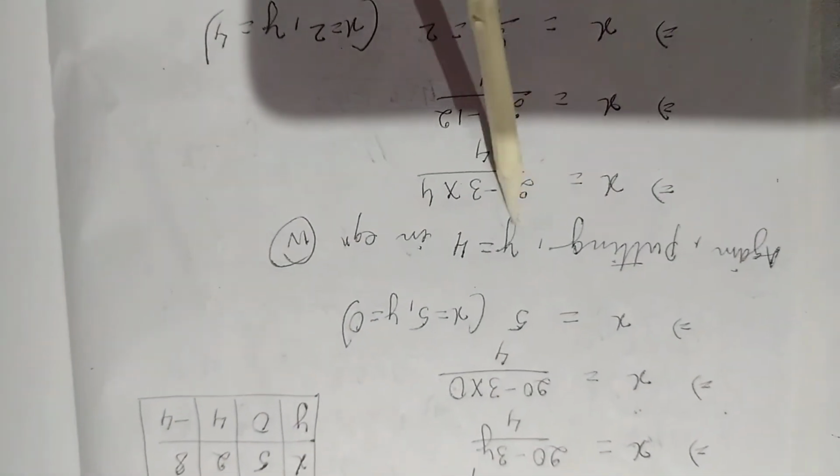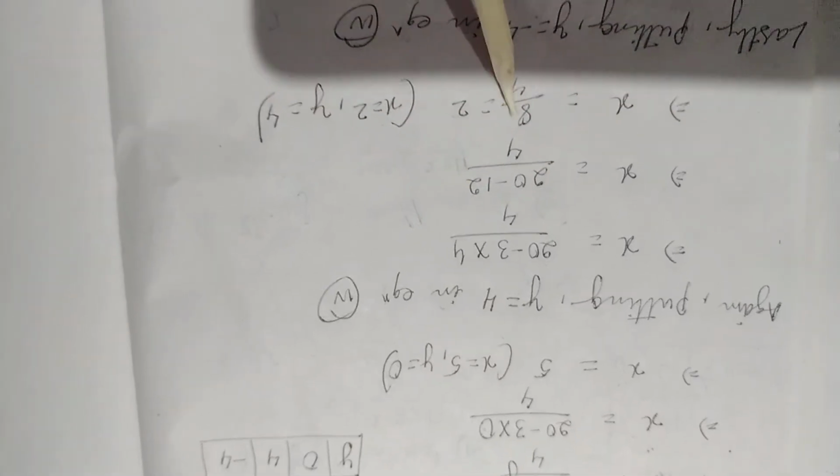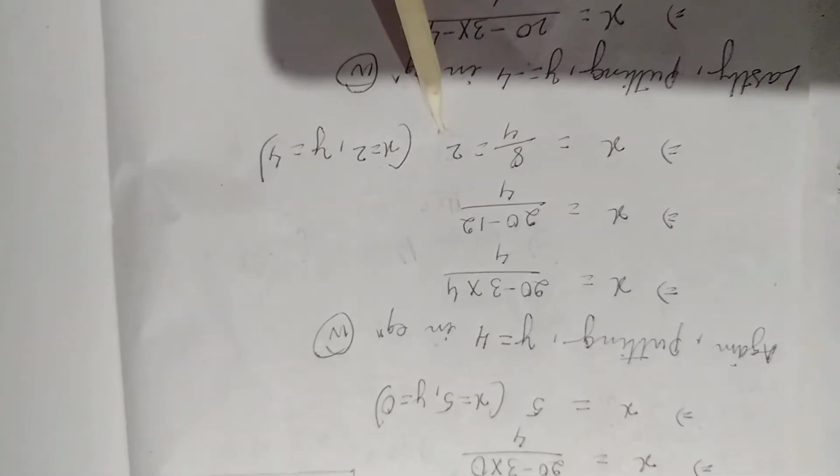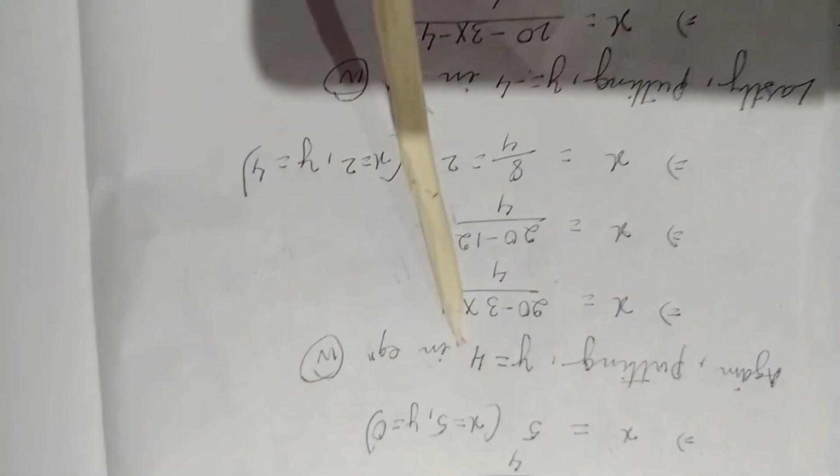Next, again putting y equal 4 in equation 4. What was the equation for this? In place of y, now we will be taking 4. So this becomes minus 12. 20 minus 12 will be 8. Dividing this we will get 2. So we are getting x equal 2 when we took y equal 4.